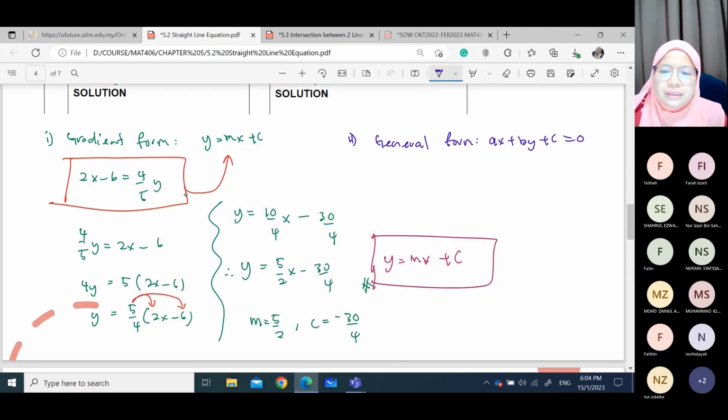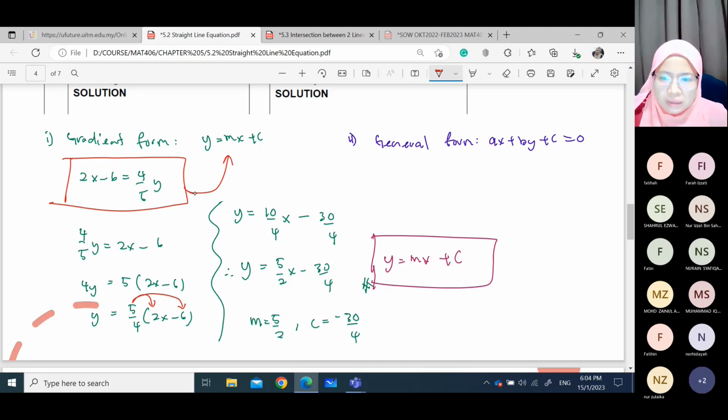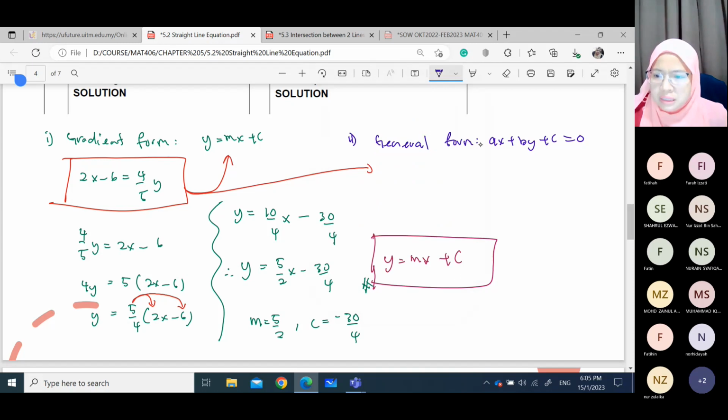Nampak. Okay. So dalam general form, dia dalam bentuk ax plus by plus c. So kat sini you just rewrite the equation in this form. Okay, you daripada equation yang ini kita rewrite. Then we have this equation which is ax plus by, maknanya 2x. This one yang 4/5y we bring to the other side. Then we have a negative 4/5y minus 6 equal to 0.